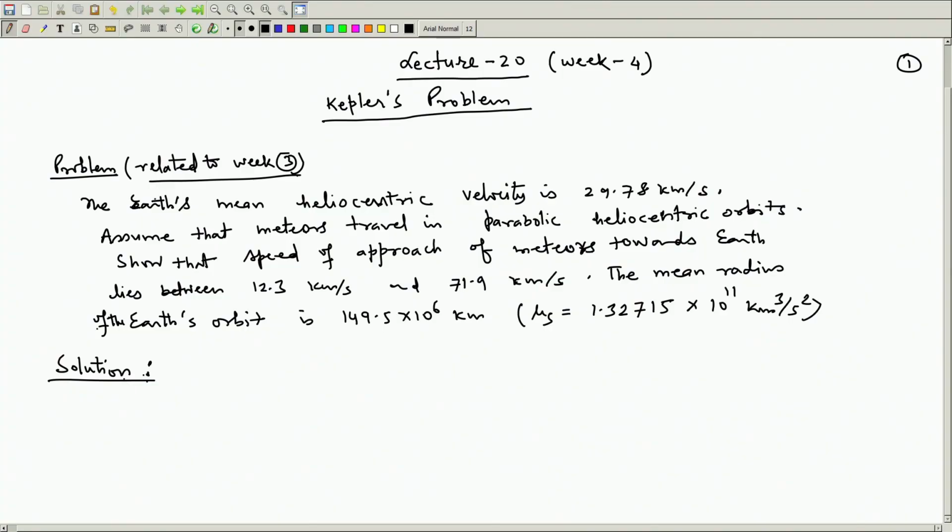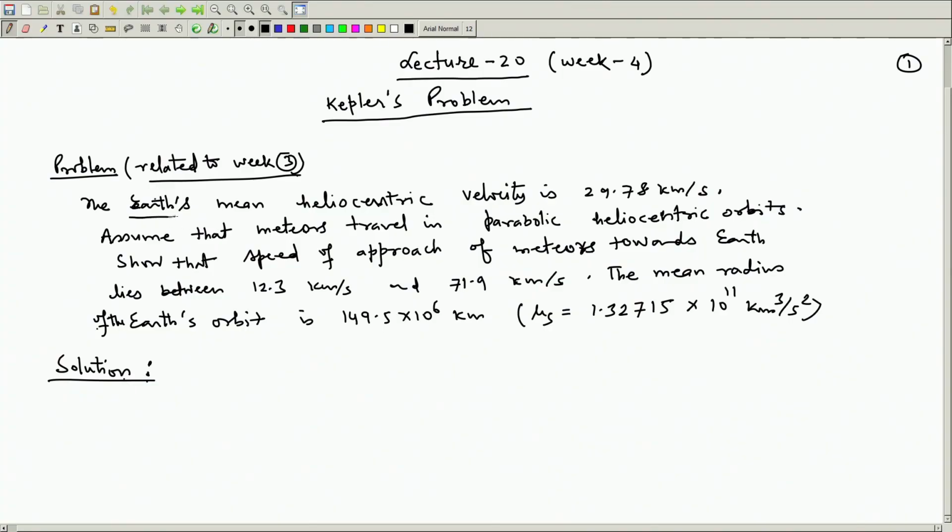Okay, welcome to lecture 20. So, we have been discussing Kepler's problem. We finished the parabolic orbit and then started with the elliptic orbit. We will continue with that, but before that we will take one small problem related to the week 3 discussion. So, let us look into this problem.